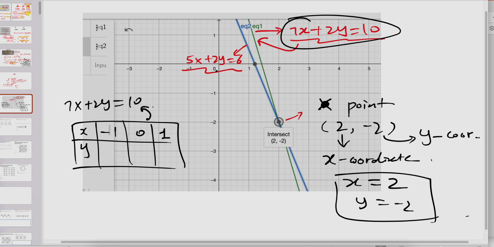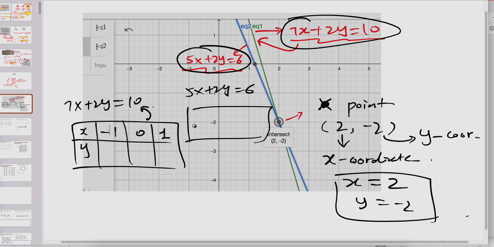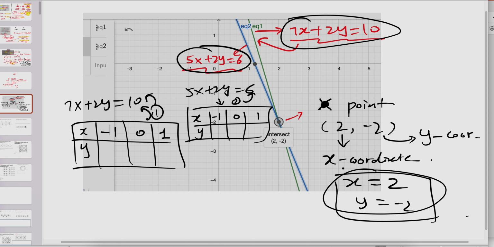Then do you still need to ask me how you sketch this? No. Do the same thing. Give yourself a table of x and y, and the values for x are negative 1, 0, and 1. Then you will get another table. So you have one table for the first equation, and another table for the second equation. One table will give you one line, the other table will give you another line. And if both lines have an intersection point, the intersection point will give you the solution. Does it make sense? Yeah. Okay, good.